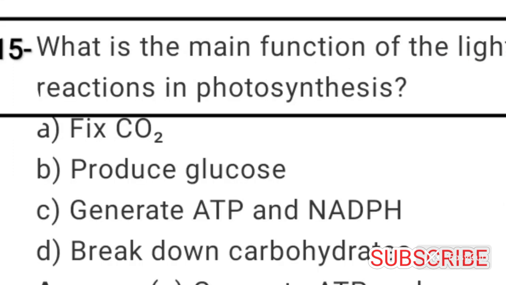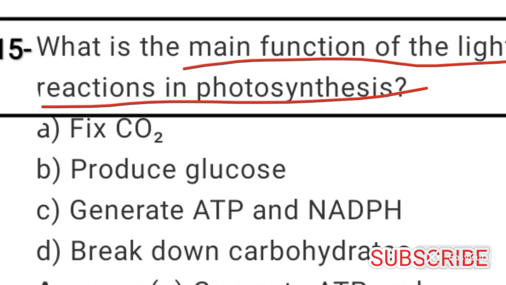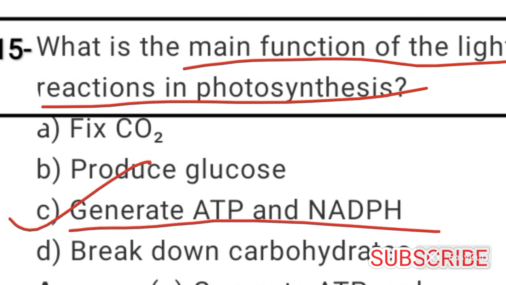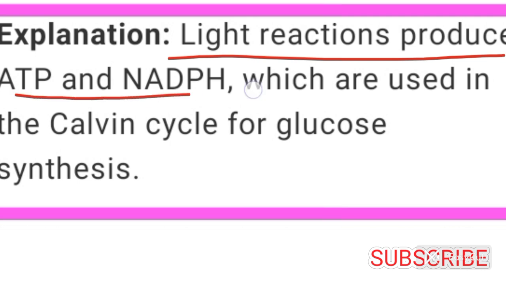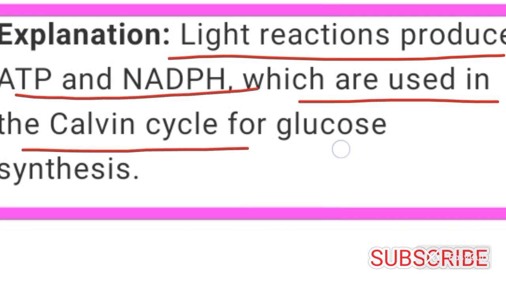Now come to question number 15. What is the main function of the light reactions in photosynthesis? Answer is option C, generate ATP and NADPH. Light reactions produce ATP and NADPH which are used in the Calvin cycle for glucose synthesis.